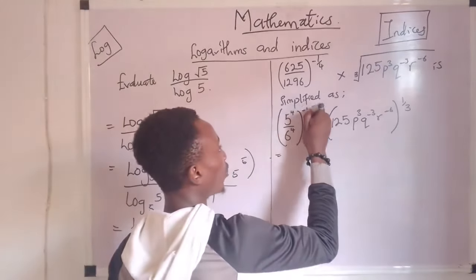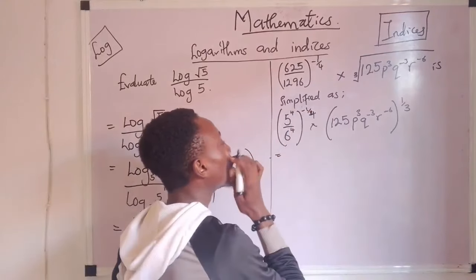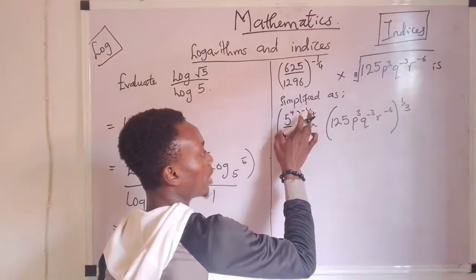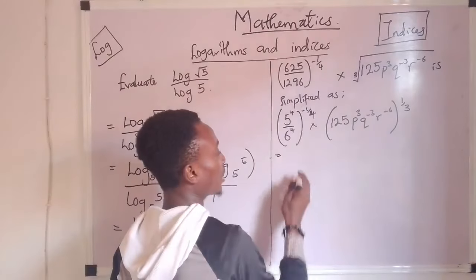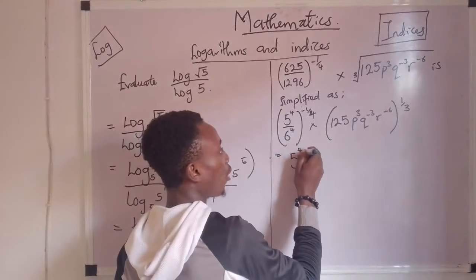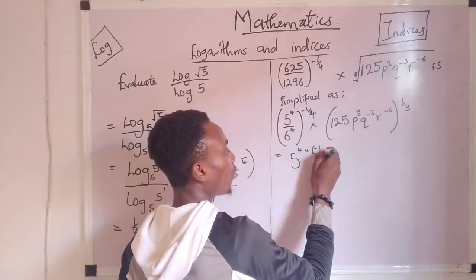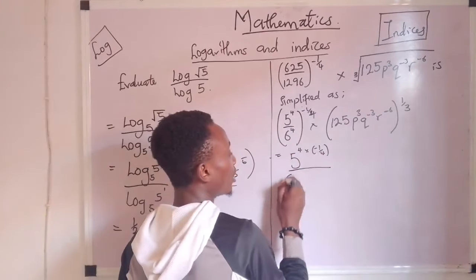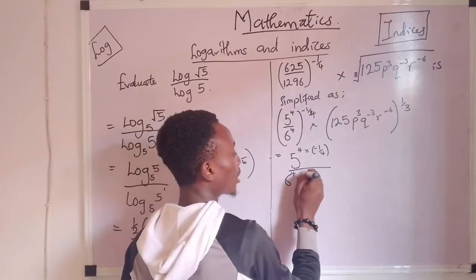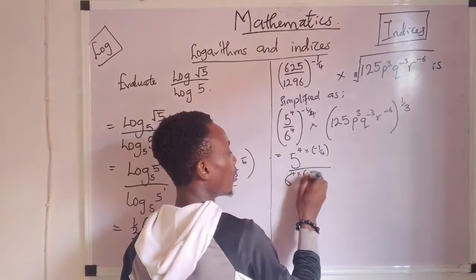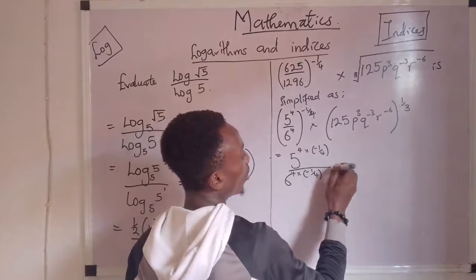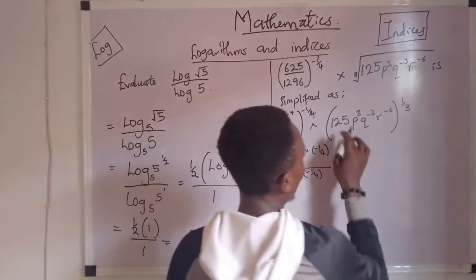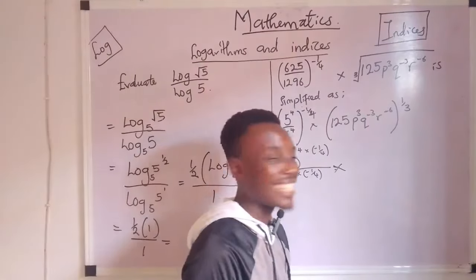Now, if you continue solving, you have this one raised to power minus 1 over 4, right? Now, using your law of indices, you multiply this power by this power, right? So you have 5 raised to power 4 times minus 1 over 4, over 6 raised to power 4 times minus 1 over 4, times 125 is actually 5 raised to power 3.